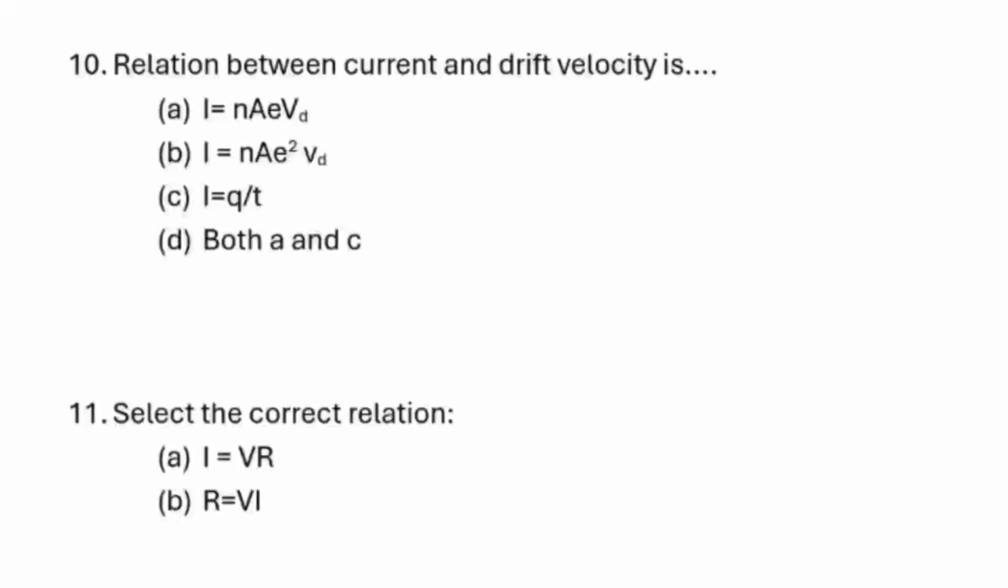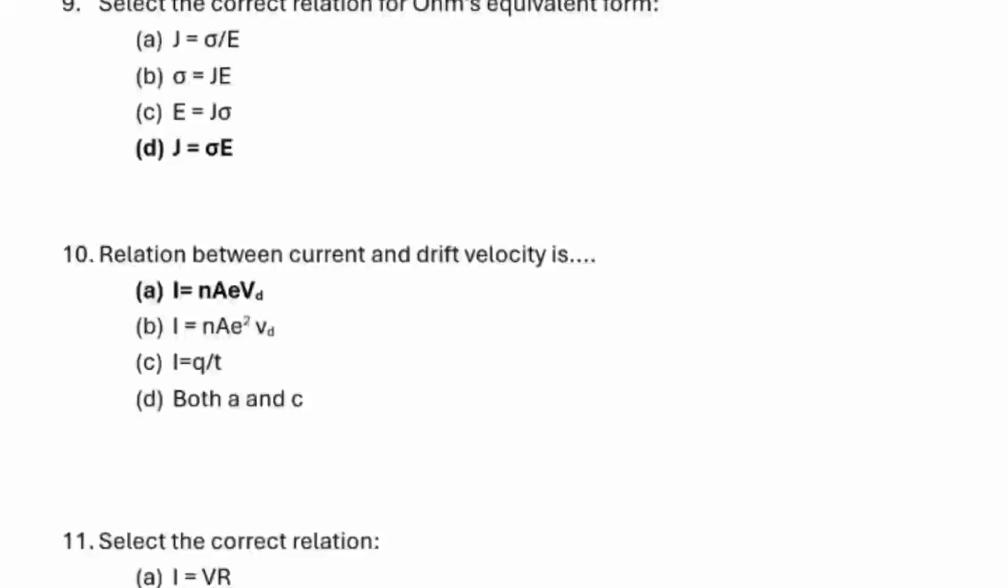Question number 10. Relation between current and drift velocity is option A I is equal to nAe vd, option B I is equal to nAe square vd, option C I is equal to Q by t, option D both A and C. Here the correct answer is option A I is equal to nAe vd.